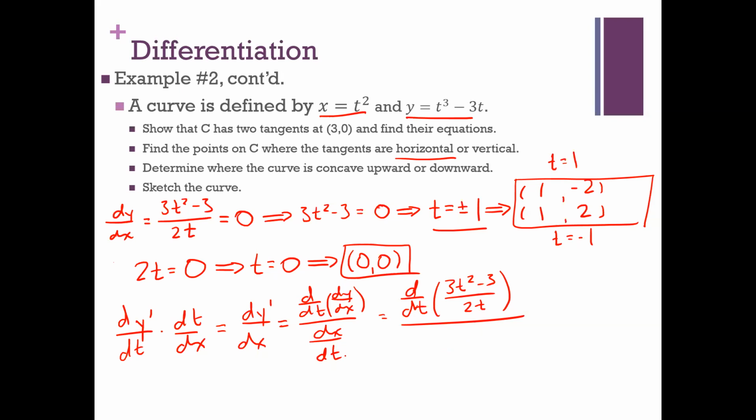dx/dt should be simple, right? What's that? 2t. All right, so how do we find the derivative of things that look like (3t^2 - 3)/(2t)? Quotient rule is a good way to do it. Do we remember the quotient rule?